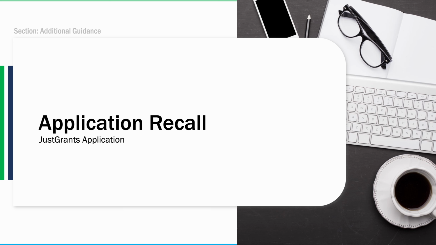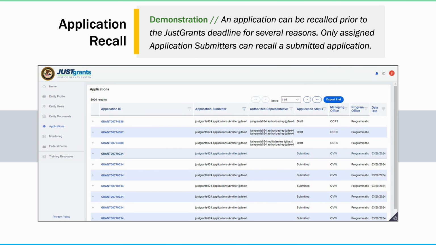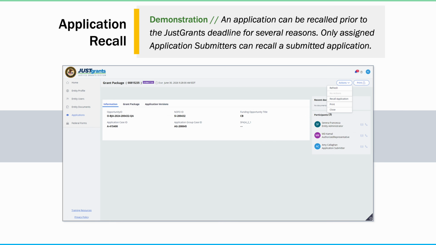If you have submitted an application, but it's still before the JustGrants deadline for submission, you can recall the application to work on it and resubmit it prior to the deadline. An application can be recalled prior to the JustGrants deadline for further work if the application was submitted prematurely, if information is missing from the application, or if the application needs to be updated. Only assigned application submitters can recall a submitted application. Select the application ID for the application recall. A recalled application must be resubmitted prior to the JustGrants deadline.